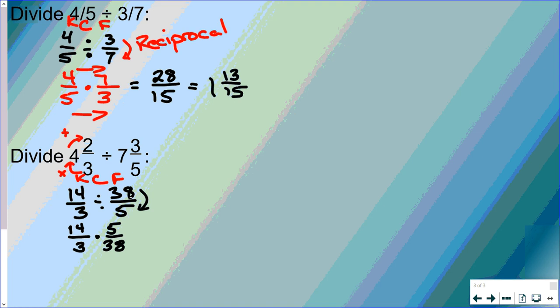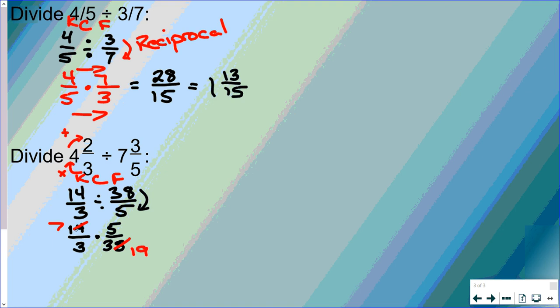And actually, I messed up before. I told you to check the diagonals here to see if they could be simplified. You can't check the diagonals on division. You have to change it into multiplication. Now I can check the diagonals. So that was my fault. Sorry. So now I do have a common factor between 14 and 38. They're both even numbers, and even numbers always have a common factor of 2. So I'm going to divide both of these by 2. I'm going to get 7 and 19.